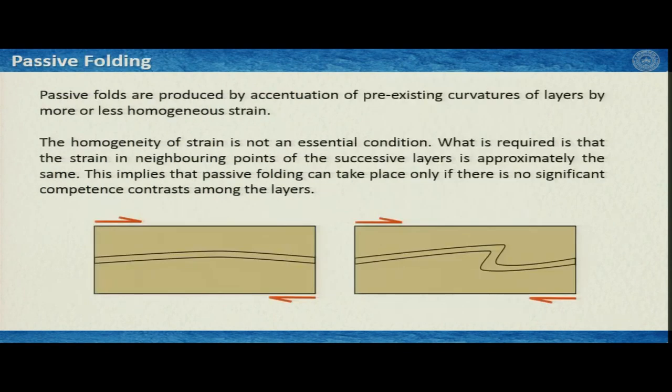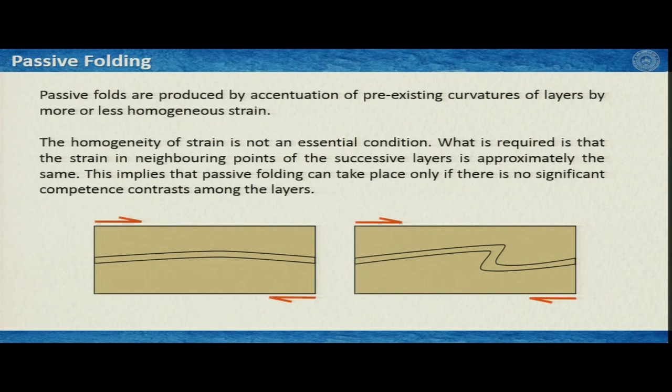The last one in this classification is passive folding, and we have already given an example of passive folding. Passive folds are produced by accentuation of pre-existing curvatures. This is very important. If you have a straight line or straight bed, you cannot produce a passive fold. You have to have, even at a very micro scale, a little curvature. So, when you produce a passive fold, you are actually accentuating pre-existing curvature of layers by more or less homogeneous deformation. So, deformation all along the layers, or all along the body of the rock, is more or less similar.